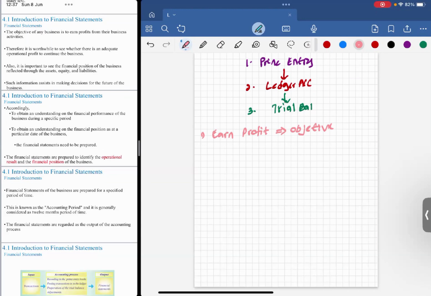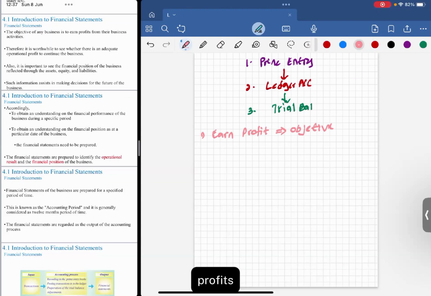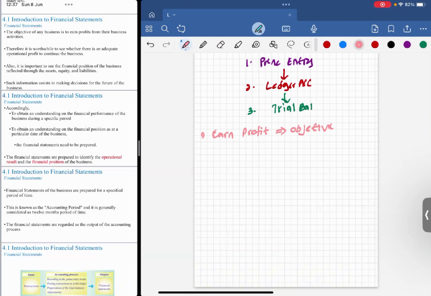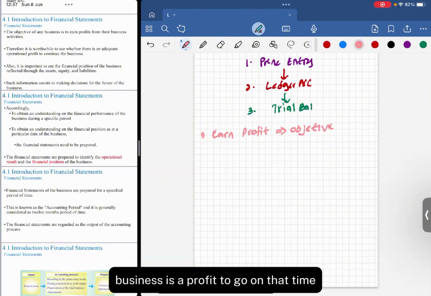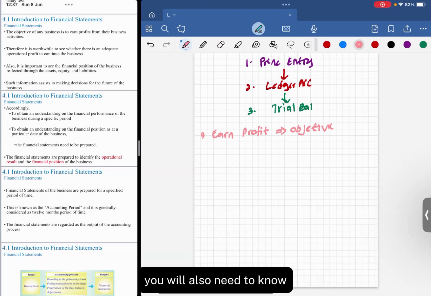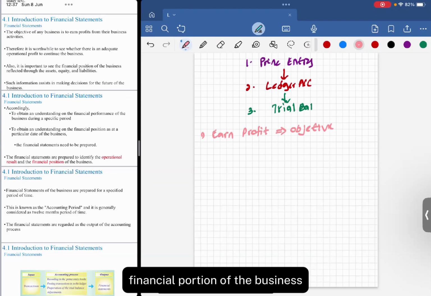If you are a manager in it, as you do the business, you need to know whether the business is earning profits. Because if the business is not earning any profit, then you will have to close down the business. And as well, you will also need to know the financial position of the business.